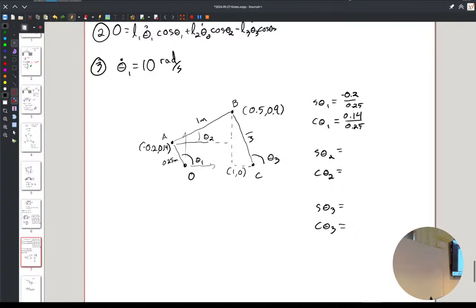Nice. Yeah. Take the relative positions, right? Yeah. Yep. 0.5 minus that negative 0.2. Okay. Nice.